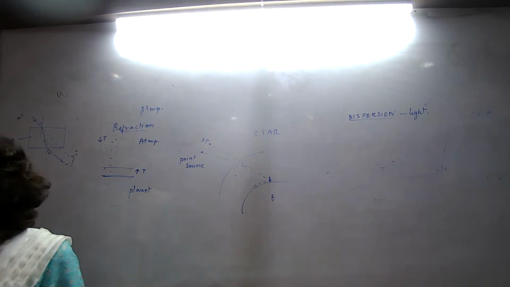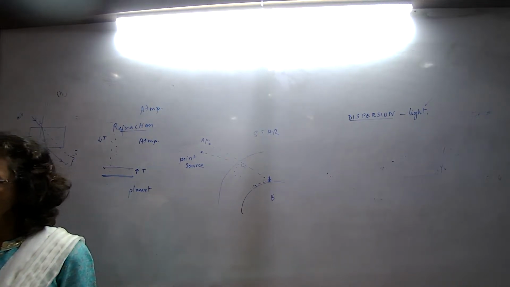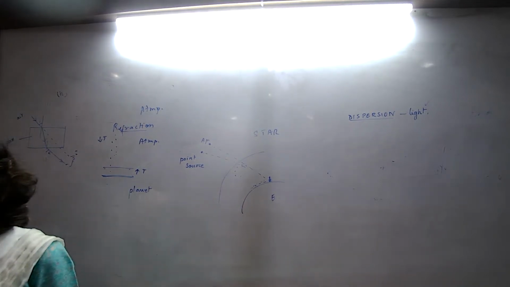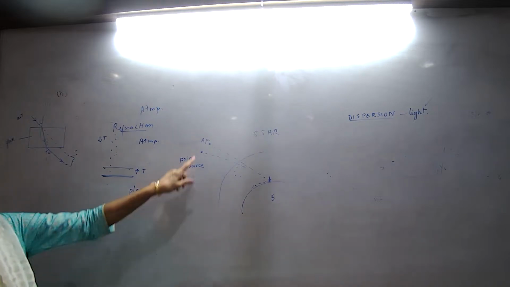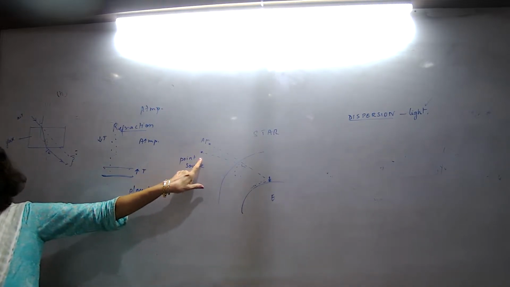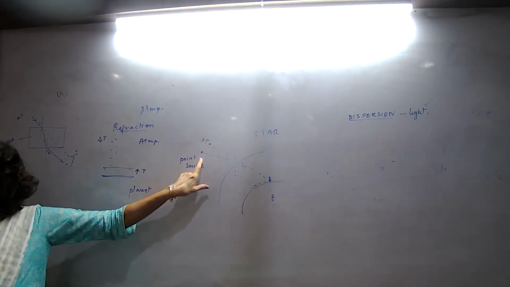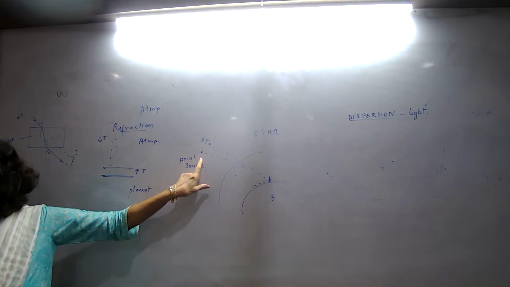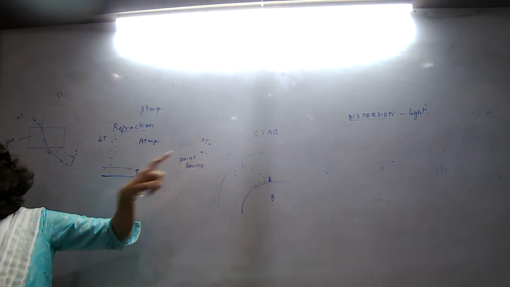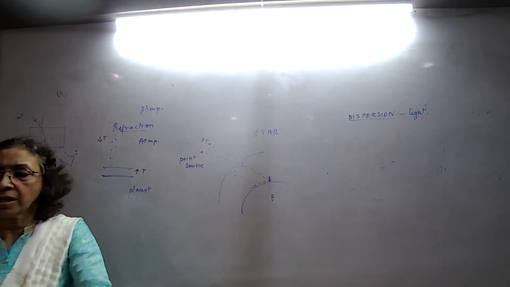I'm coming back. What is your doubt? Ma'am, what are point sources of light? We are considering it as a point source because it is very, very far away. What do you mean by point? Just a point. It looks like a point source, that's all. It's as simple as that. Because of the distance, we are just considering it to be a point source.